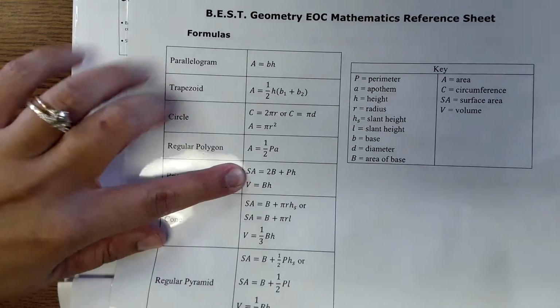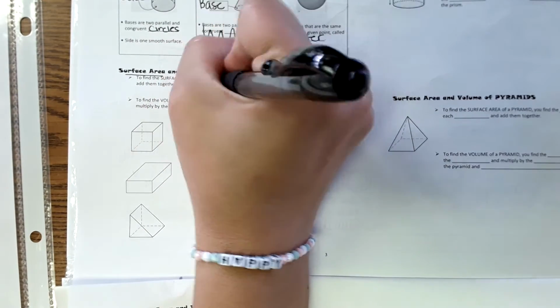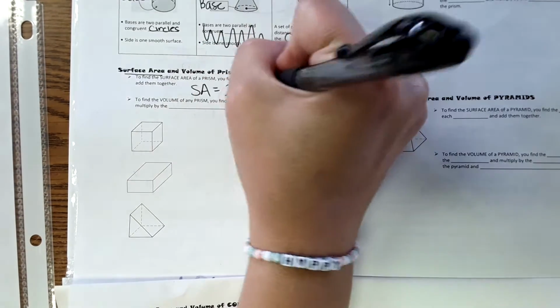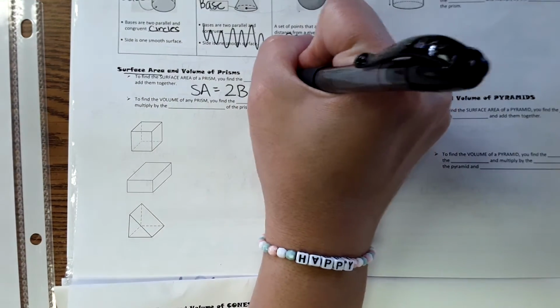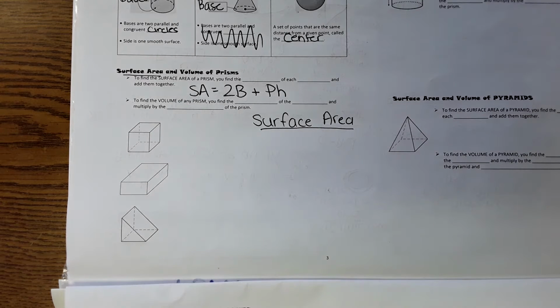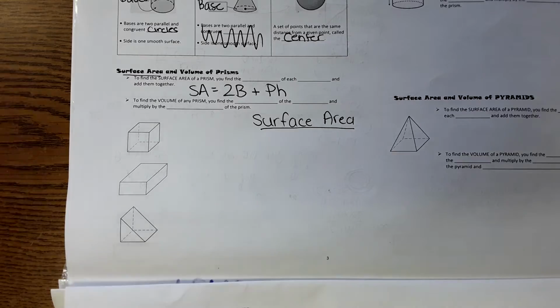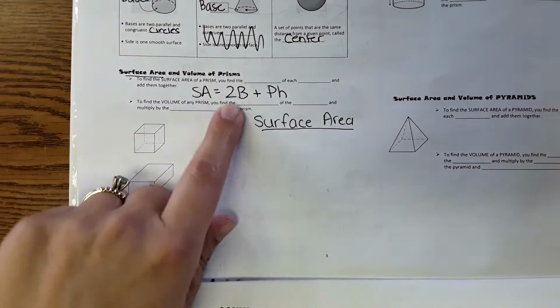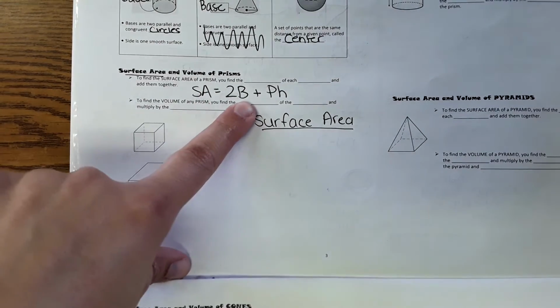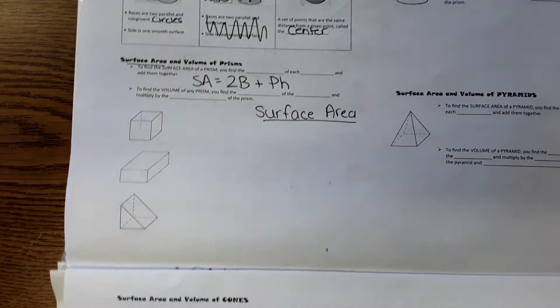So we're going to write that down on our paper. SA equals 2B plus capital P times H. And I feel like just saying that the equations are there is almost like a trick, because unless you were really familiar with this, you would have no idea what that means. So what this means is capital B is area of the base, P stands for perimeter, and I'll show you how to use that, and then H is the height of the prism.